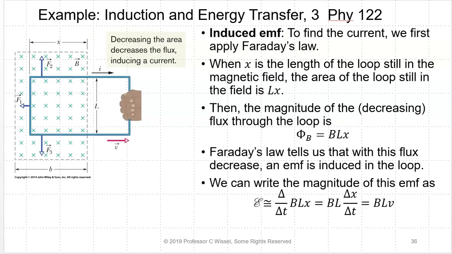Physics 122 student here. The induced EMF. To find the current, we first apply Faraday's law. When a length x of the loop is still in the magnetic field, the area of the loop is just L times x. Then the magnitude of the decreasing flux through the loop is BLx. Faraday's law tells us that with this flux decrease, an EMF is induced in the loop. We want to write the magnitude of this EMF, so we're not worrying about the sign. So the EMF is equal to the time rate of change of BLx. The only thing that's changing is x, so it's BL Δx/Δt, or BLv.